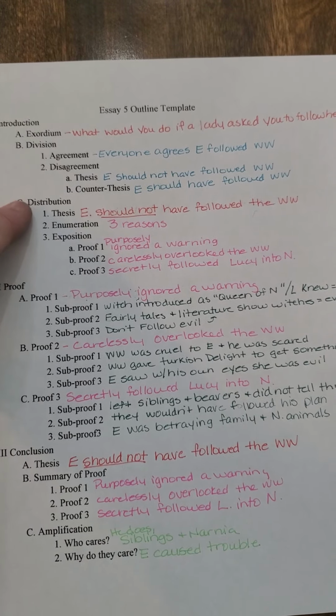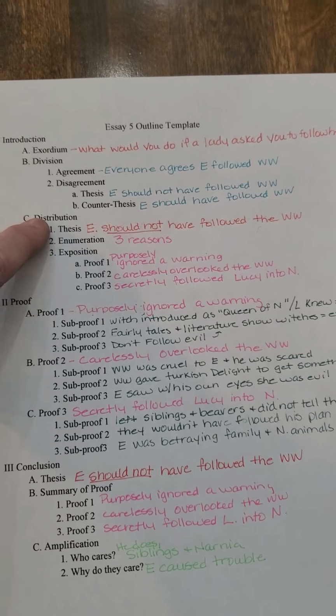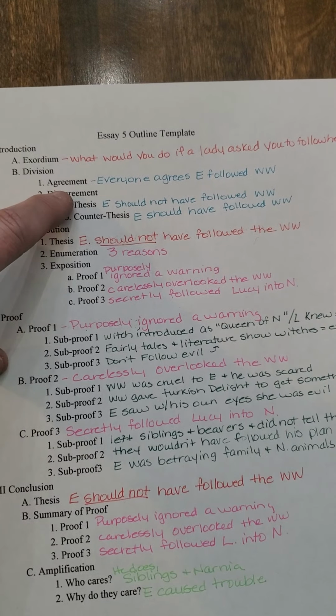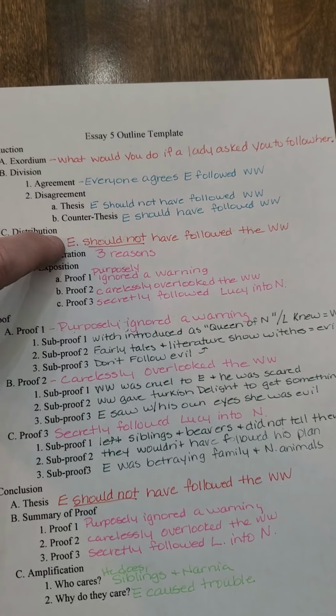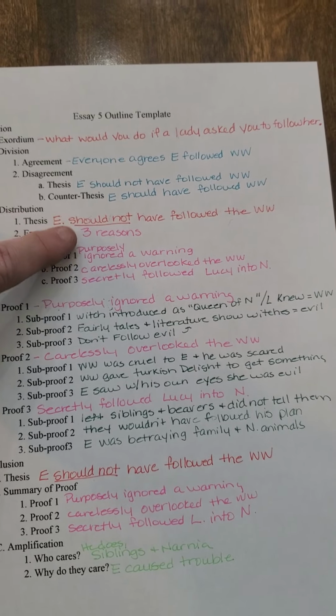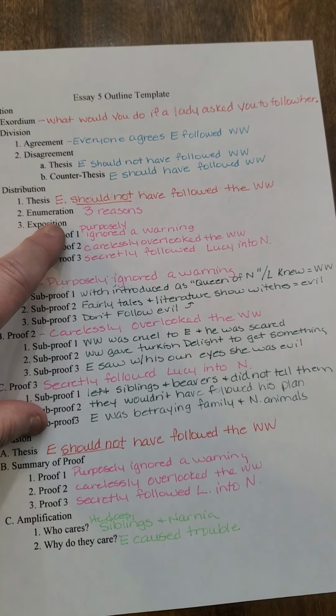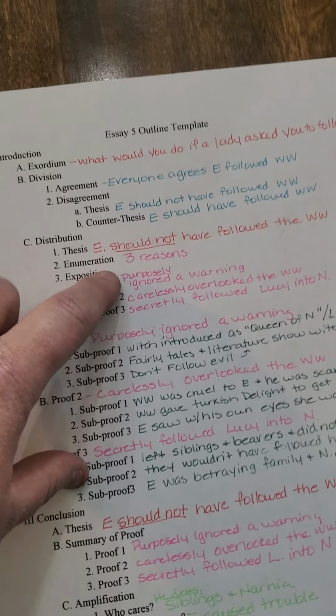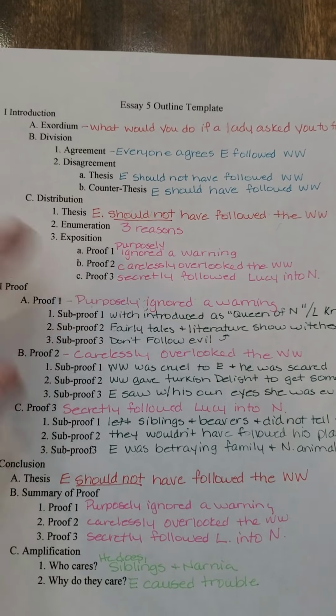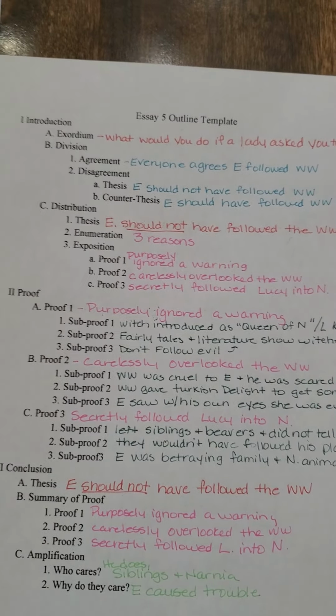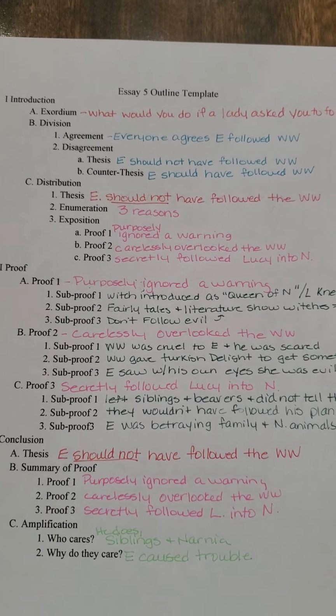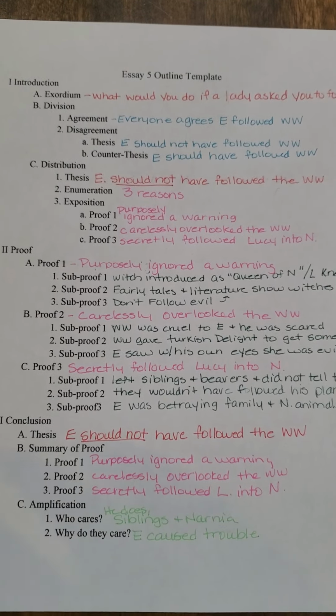Then you move down to the distribution section, and your thesis, you're restating it. You've already said it once up here, you're just restating it. Edmund should not have followed the White Witch for 3 reasons, my enumeration. And then these are my 3 main proofs, that he purposefully ignored a warning, he carelessly overlooked the White Witch, he secretly followed Lucy into Narnia.